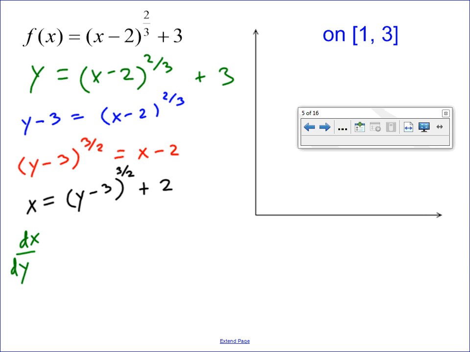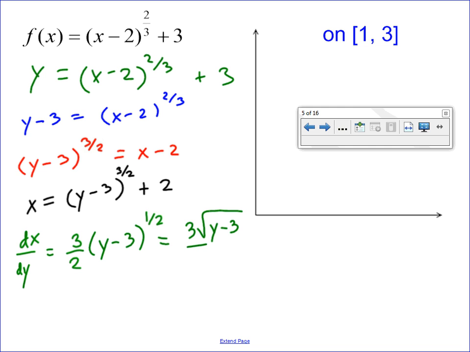That is the derivative of x with respect to y. It's not going to work for me. And that would be given by the exponent times the base raised to 1 less times the derivative of the base. So I'm just getting 3/2 times y minus 3 to the, now I get 3/2 minus 1 is 1/2, right? Am I going to get a 0 on the bottom of a fraction? No. This is still a positive exponent. It's still on top. So in general, this equals 3 root y minus 3 all over 2.